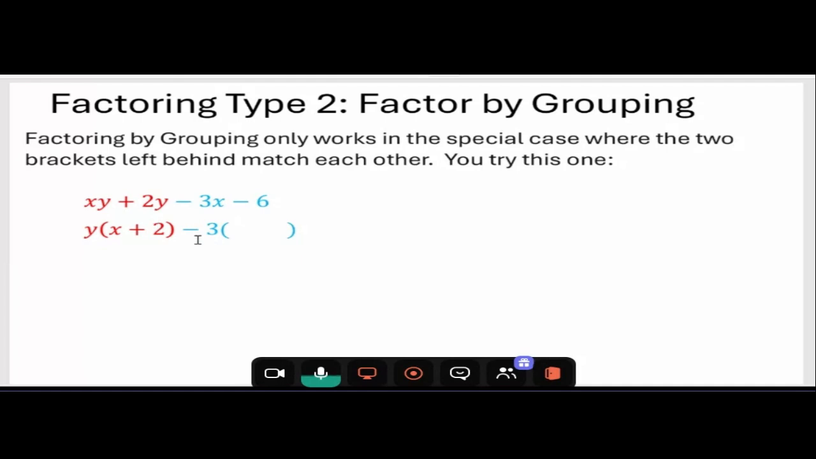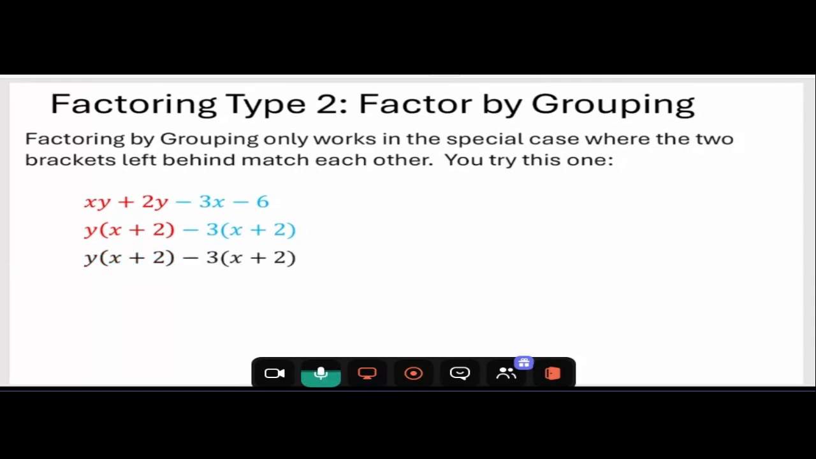Here we pulled out a negative 3. So negative 3x divided by negative 3, well, you just took out the negative 3, so what's left behind is x. And negative 6 divided by negative 3, positive 2.